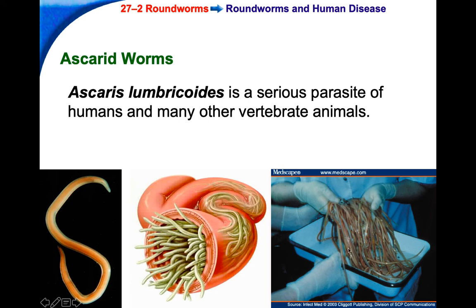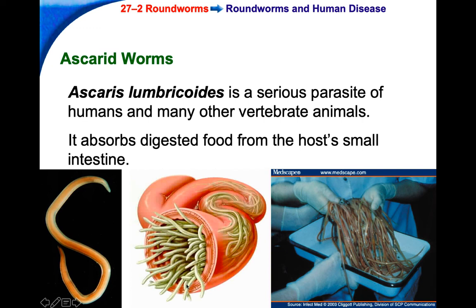The reason why they're so serious is because they can completely choke and fill a small intestine in a very short period of time, and they absorb the digested food from that host. They basically compete for nutrients with the host that they're living in. The host will eat food expecting to be nourished, and instead these roundworms, these Ascaris worms, will eat the food, and the host never gets the nutrients. And so malnutrition can happen in a very short period of time.